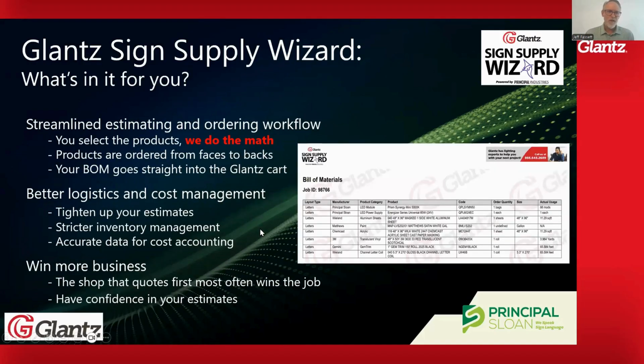And in terms of what's in it for you, it's a streamlined estimating and ordering workflow. You select the products and we do the math. And that's a really important thing about how this works. When you create your job and you select materials, there's a calculate button. And that calculate button will tell you how many feet, how many square feet, how many rolls, how many sheets, depending on what the product is. So we have the listing of the products that I'll show you in a minute, more or less ordered from faces to backs. And when you build that BOM, the final step is to put it right into the cart.